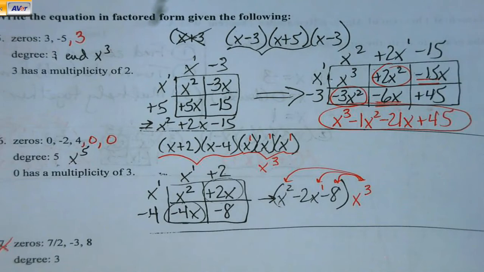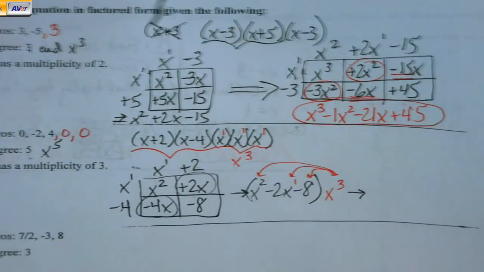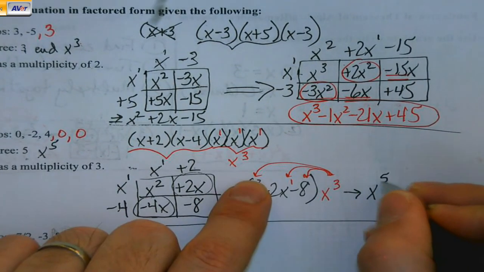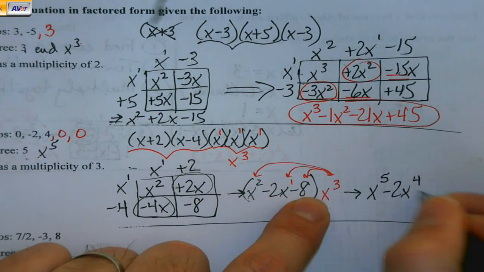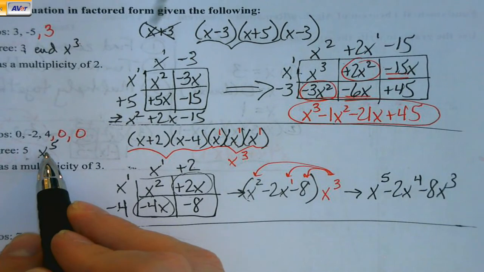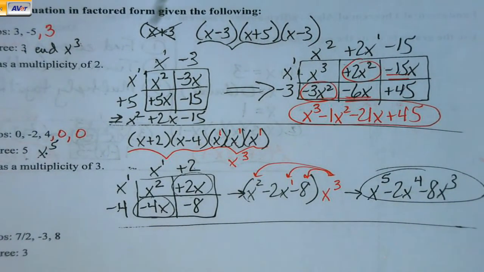Since there's only one term here, I really am just going to need to distribute this. So I don't need to keep making all these boxes. Even if you wanted to make a 1 by 3 box, it would work. Add your exponents. I should have a degree 5. I have a degree 5. Woo! Okay.